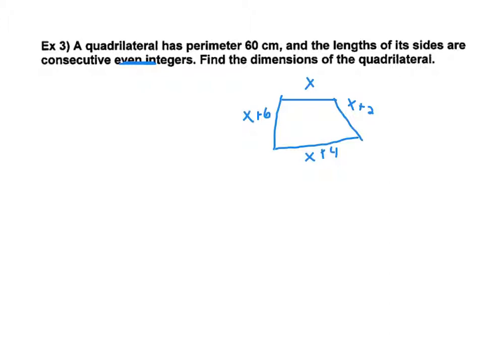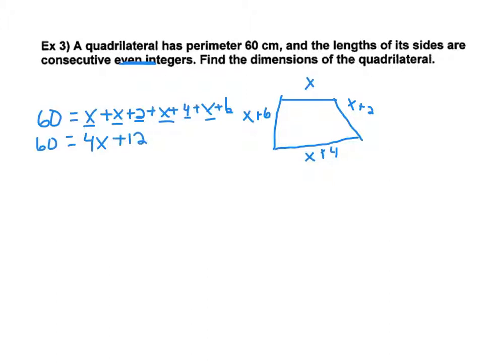All right, then we would set this up as a perimeter problem. So 60, now we add all those sides together. So I'm going to write them all out. x plus x plus 2 plus x plus 4 plus x plus 6. Okay, so now I need to just combine like terms. So how many x's do I have altogether? I have 1, 2, 3, 4 x's. And then if I add the numbers together, I have a 2 plus a 4, that's 6, plus 6 is 12. So I have 4x plus 12.